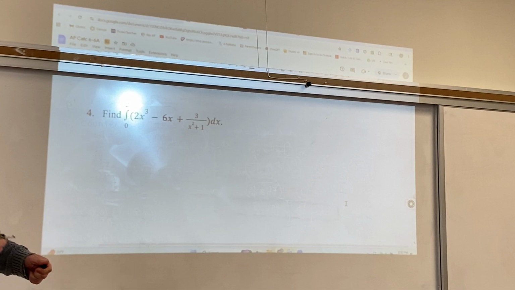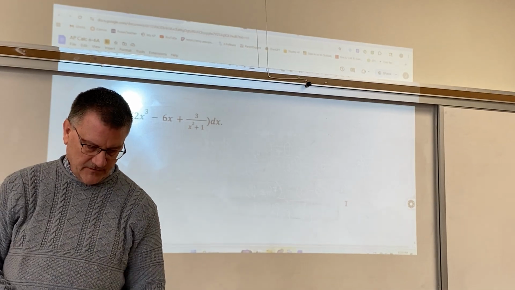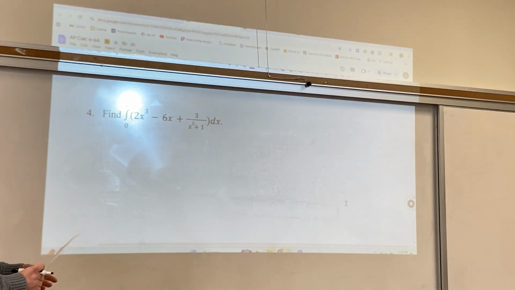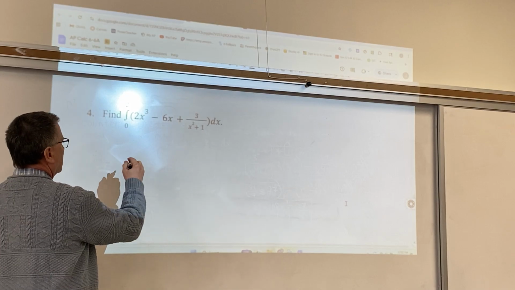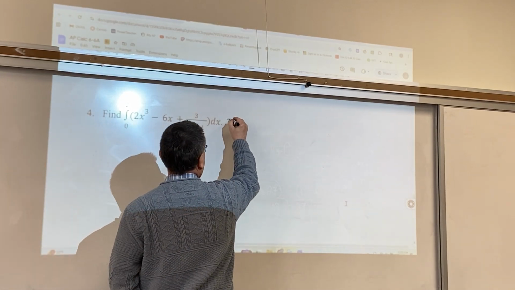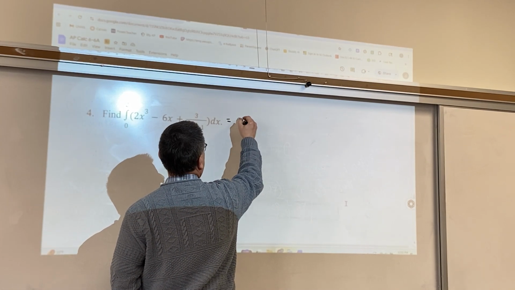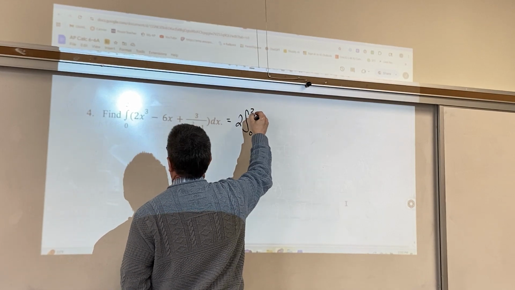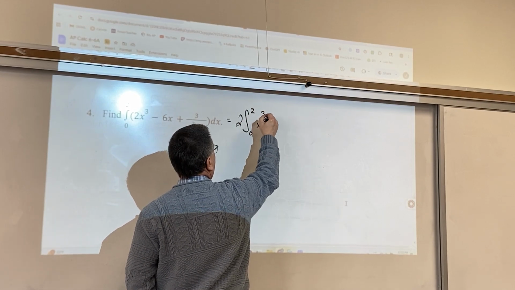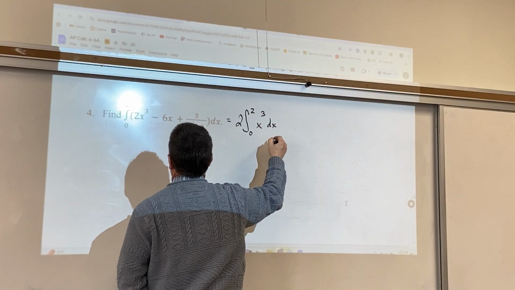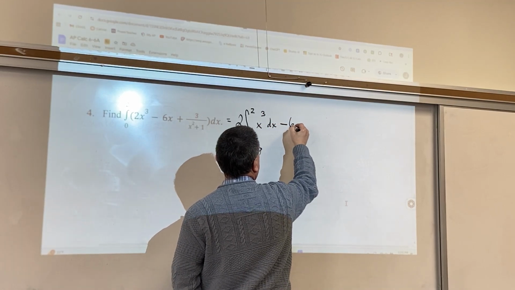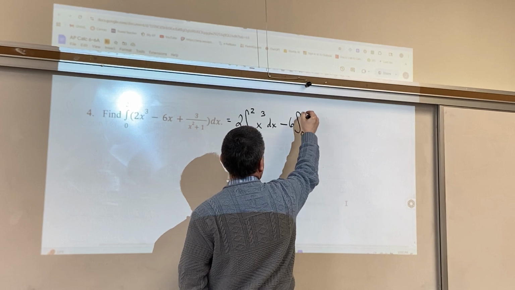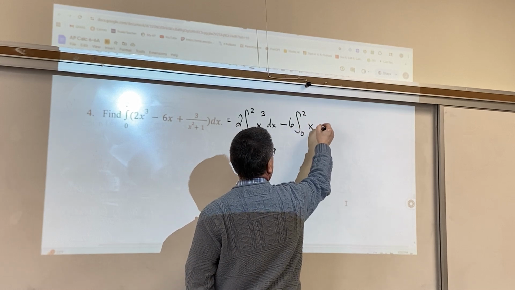Number 4, the integral from 0 to 2, a definite integral. Why don't we break this up? I'll break it up over here, save some space. I can bring the 2 out and do the integral from 0 to 2 of x cubed dx. And I could probably bring the 6 out and do the integral from 0 to 2 of x dx.